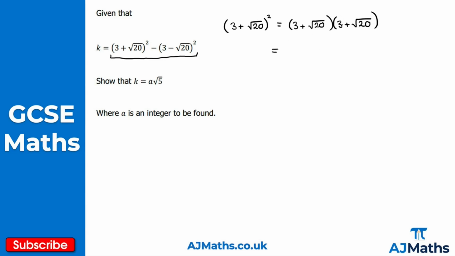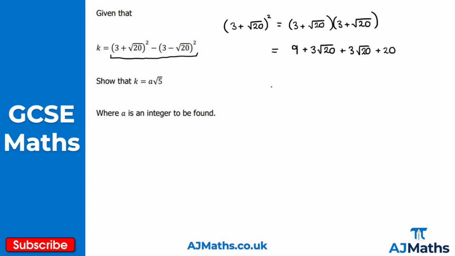So 3 times 3 would give me 9. We then do 3 times root 20, so that would give me plus 3 root 20. Do the same again here, so root 20 times 3, and again I just get 3 root 20. And then finally root 20 times root 20. If I'm taking the square root of a and I times it again by the square root of a, I just simply get a. In this case I would just simply get plus 20.